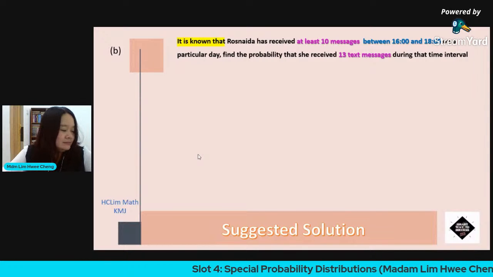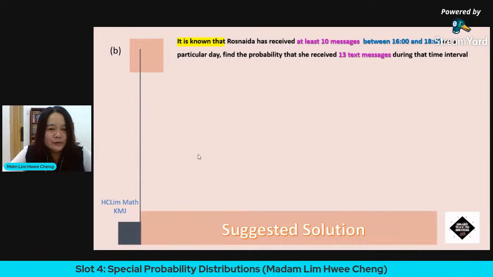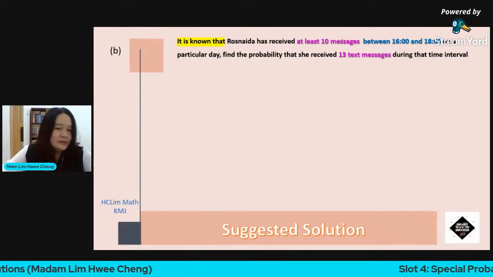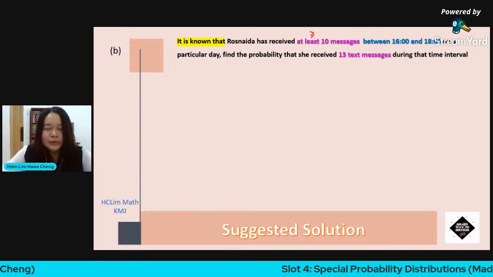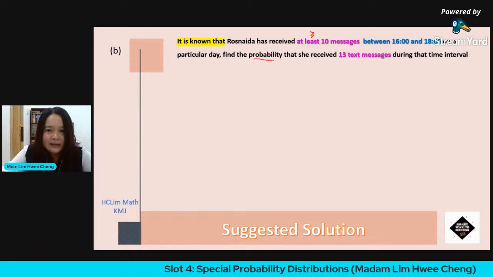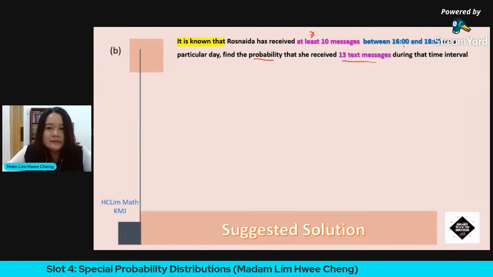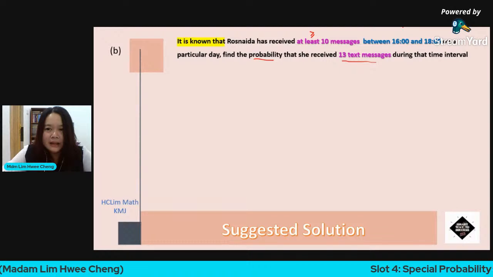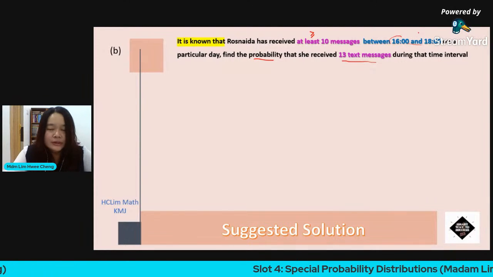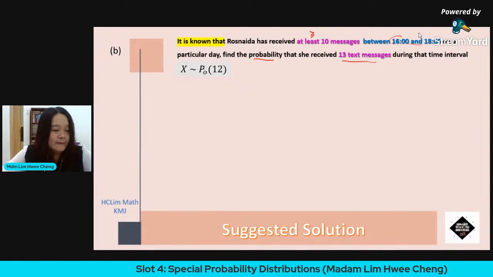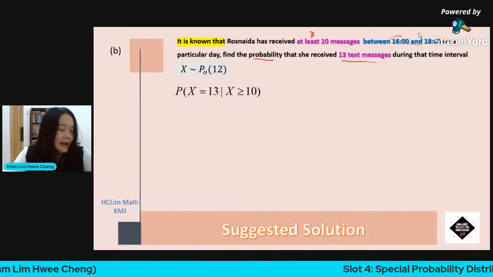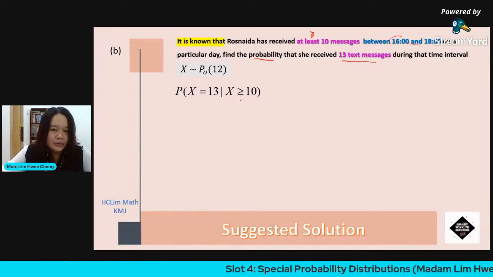So this is a conditional probability. Have received at least 10. At least 10, so greater or equal to 10 between this time period, and find the probability. The probability is up front: they receive 13 text messages. Since the time interval is still 2 hours, we still use the same lambda, 12. Find the probability that x equals 13 given that x is greater or equal to 10.